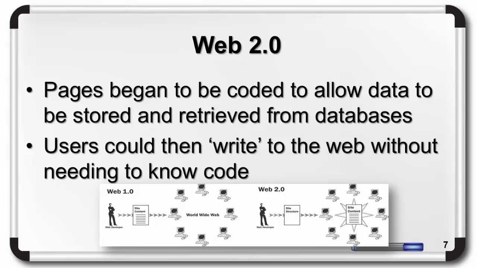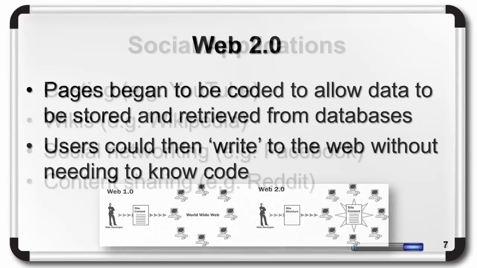Web 2.0 changed the Internet forever. Pages began to be coded in languages with scripts that allowed data to be stored and retrieved from databases. Users could then write to the web without needing to know code. This meant that web developers no longer hard-coded the content of a website. They now began to use scripting languages that allowed users to add site content to databases. This gave us the Internet as we know today, with its eBays, Facebooks, Wikipedias, and so on. Popular sites like these are now dynamic and data-rich places.